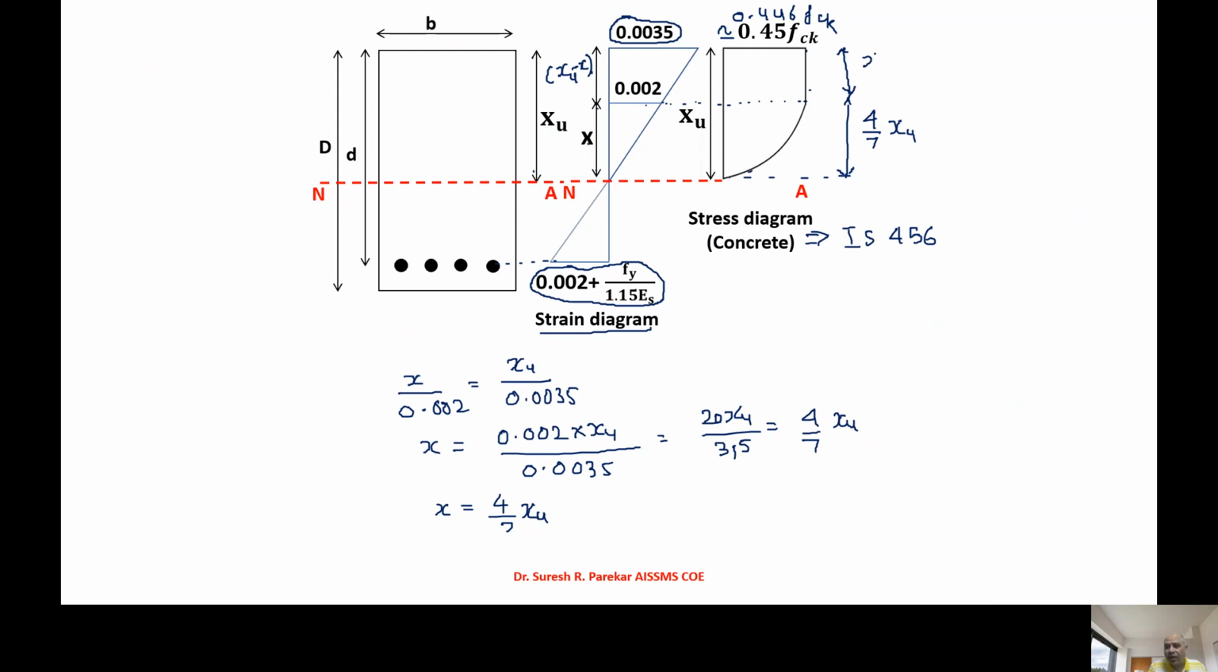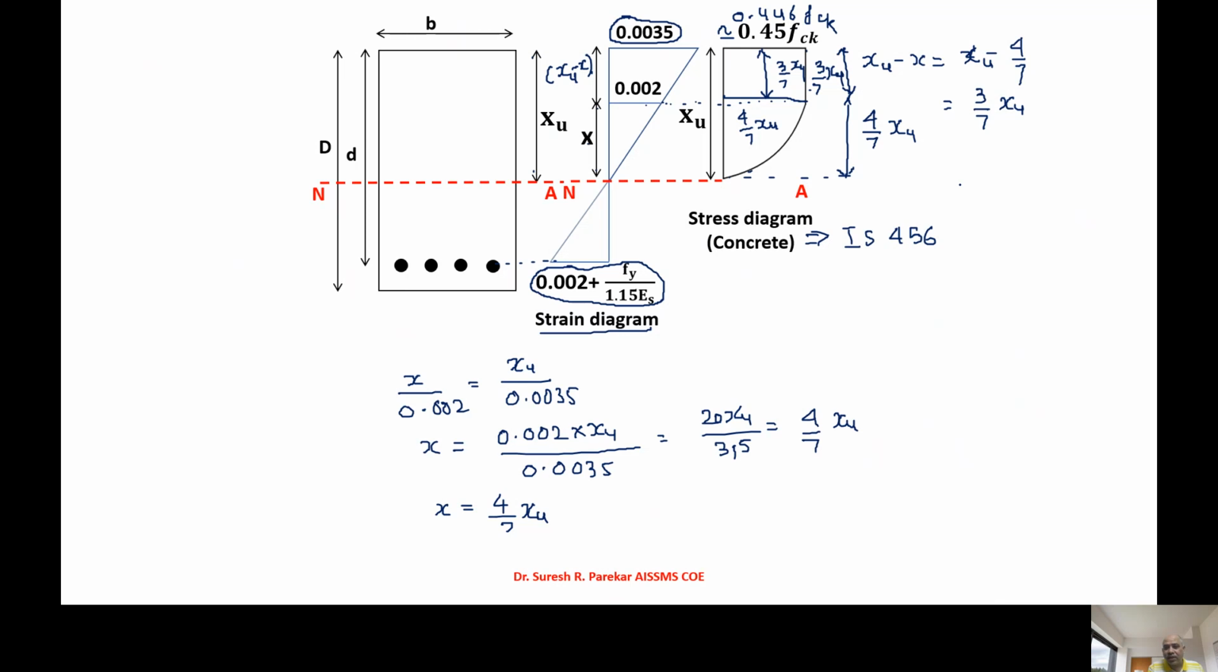Now xu minus x equals xu minus 4 by 7 xu. If we solve this, we get 3 by 7 xu. So this part, 3 by 7 xu, is your rectangular part, and the parabola part is 4 by 7 xu. Now from where we are going to get these values, that we should know.